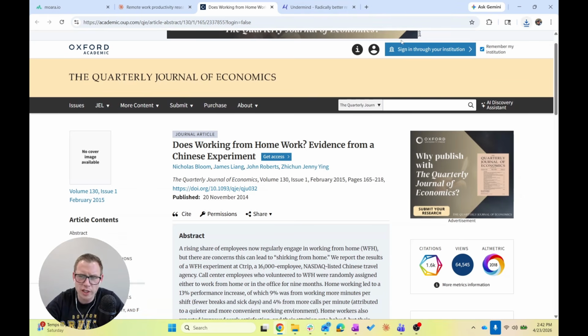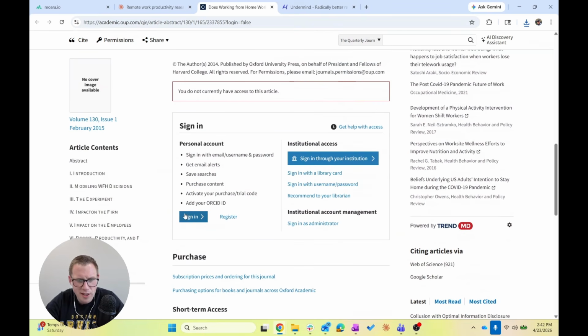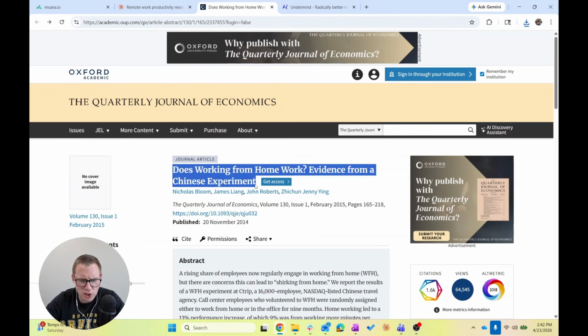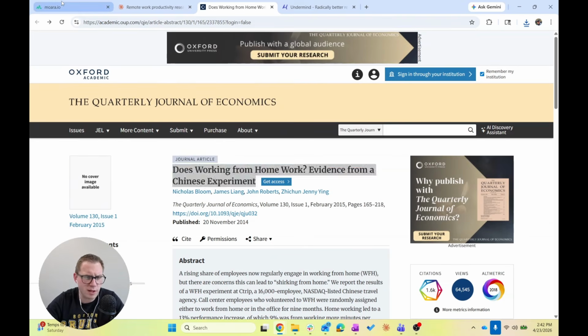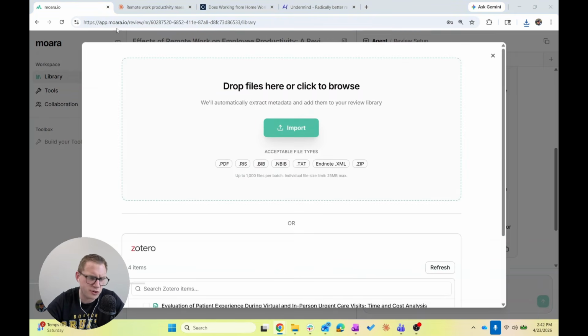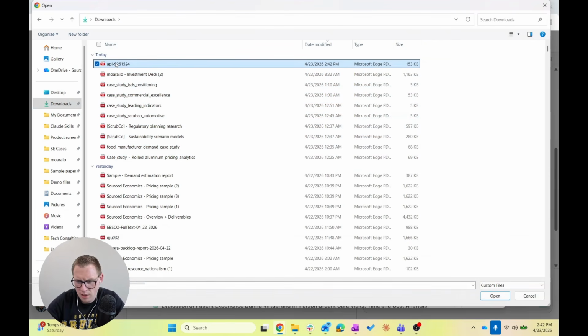First thing I'm actually going to do is try to get the full texts. Now, most of you probably have an institutional sign-in or something. Here's what I'm going to do. In this case, I'm going to just add these. So let me go back to Moara for a second. I just went ahead and saved down a PDF. So this is the first thing I'll do, which is add that PDF I just saved.